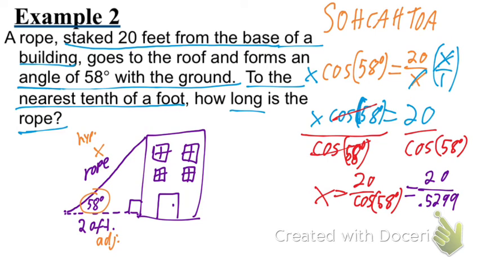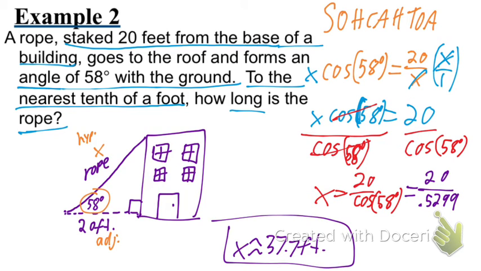So to the nearest tenth of a foot, it's 37 point what? 7. So the rope is approximately 37.7 feet. Is that the same answer everyone got? If not, raise your hand so I can help you get that.